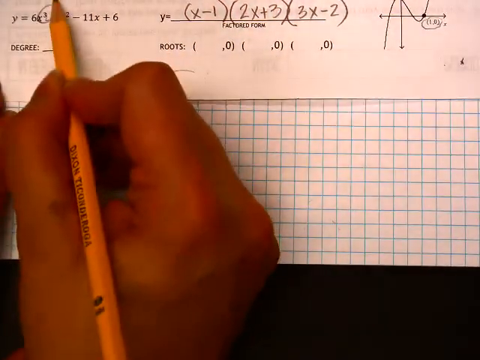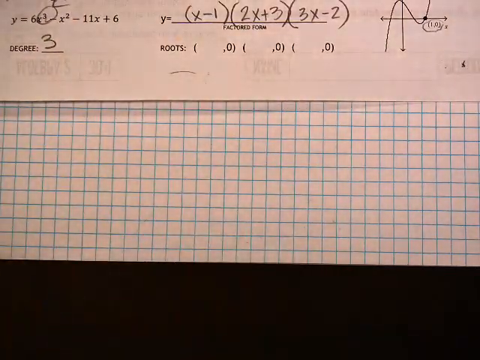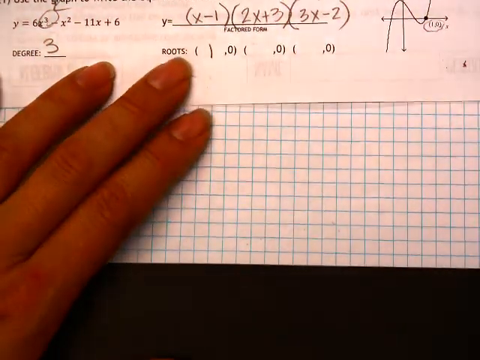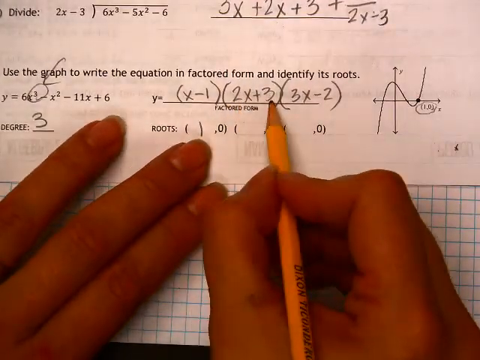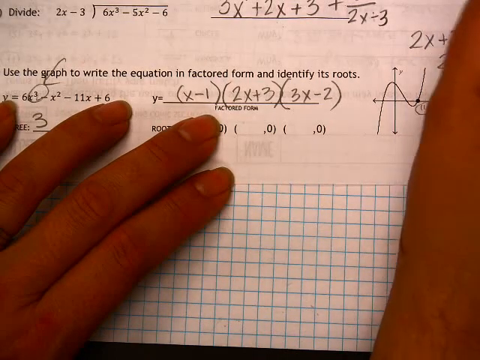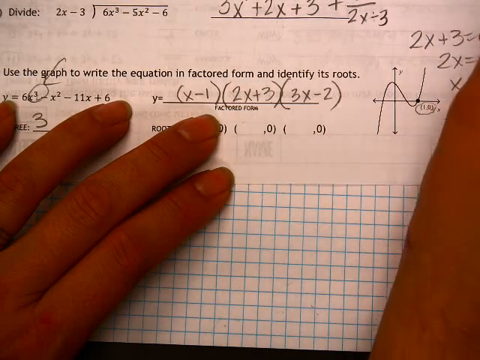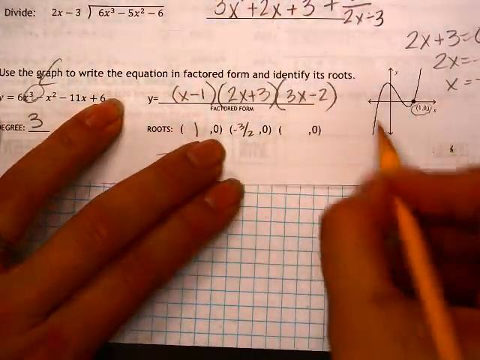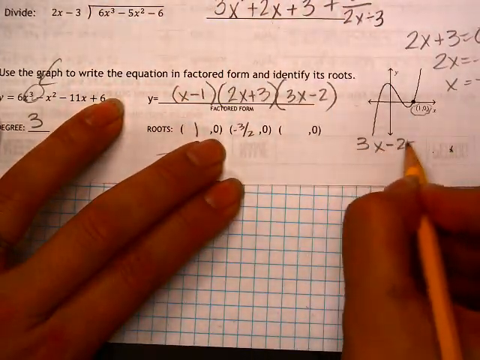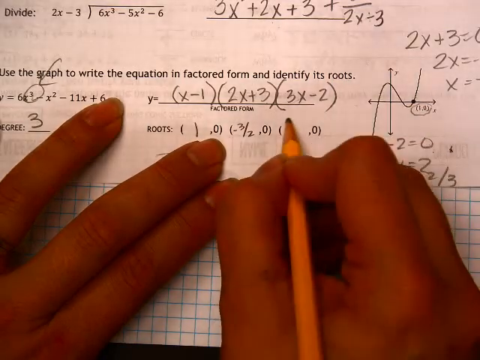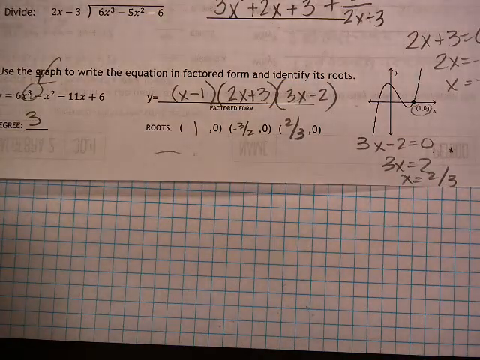The highest degree is a 3, so it is a third degree polynomial. And so my roots, well, I already had one, so don't get that one wrong. That would be sad. And then what I need to do here is set this equal to 0. So if I set this equal to 0, I get 2x equals negative 3, x equals negative 3 halves. So negative 3 halves is one of them. And I set this equal to 0, and x is equal to 2/3 for my answer. So that would be it.